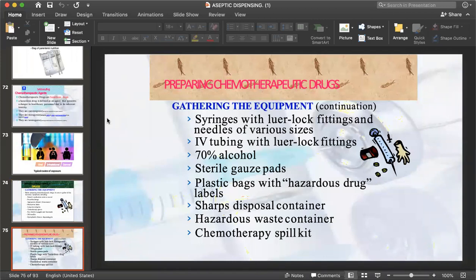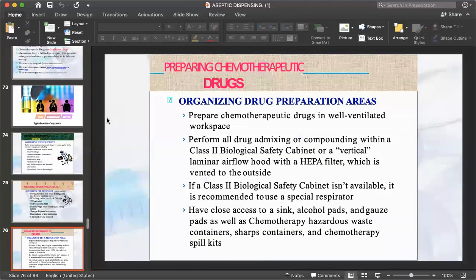Syringes with luer lock fitting and needles of various sizes, IV tubing with luer lock fittings, 70% alcohol swabs, sterile gauze pads, plastic bags with hazardous drugs label, sharps disposal containers, hazardous waste containers, chemotherapy spill kits. This equipment has to be gathered before reconstituting these chemotherapeutic drugs.